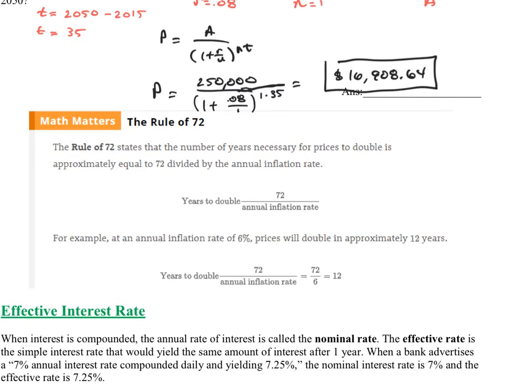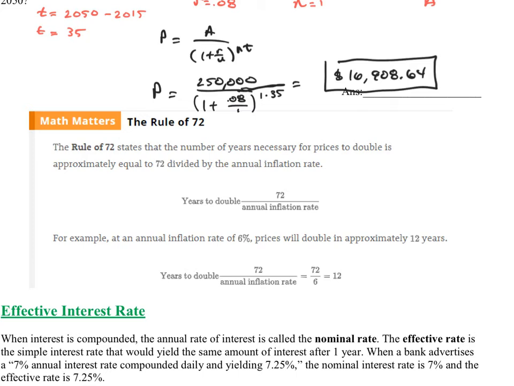We're not going to use it, but how long does it take for the value of something to double? Well, usually it's 72 divided by the annual inflation rate. I do want to warn you here that the inflation rate here is a whole number, not the decimal. So if you were saying 6%, you would use the number 6. You would not use the number 0.06.